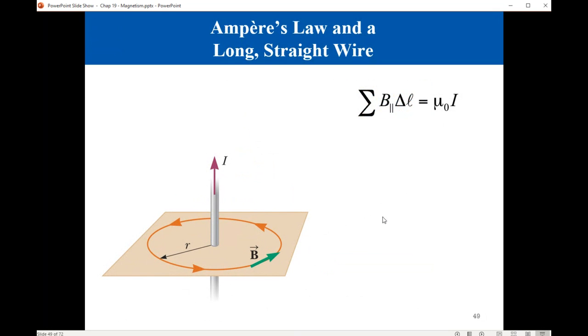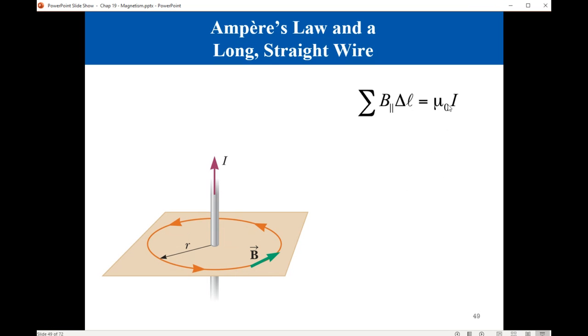Ampere's law tells us that if you take any closed path, like this closed path, and you multiply the components of the magnetic field that are parallel to the path by the segment of the path length and add all such products, the outcome is equal to mu naught I. Mu naught is the permeability of free space, and I is the current.